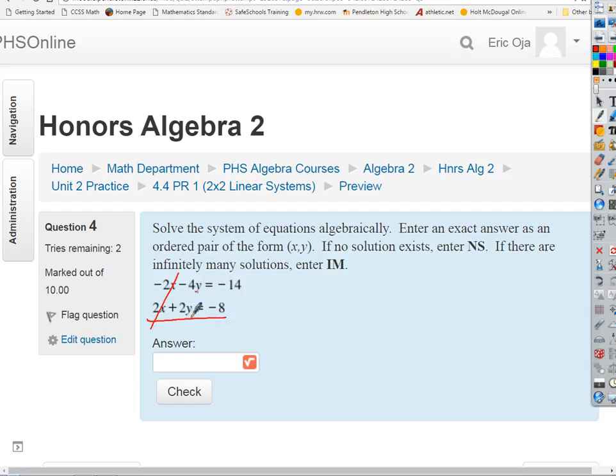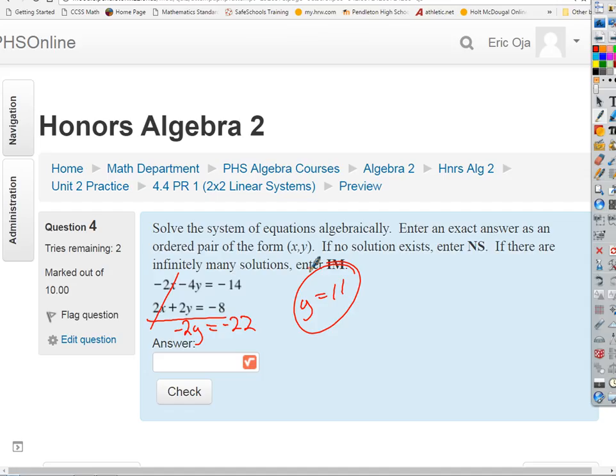Negative 4y plus 2y is negative 2y. And that equals, let's see, negative 14 plus negative 8 is negative 22. And so that gives us the answer y equals 11. Now what? So that's half of our solution.